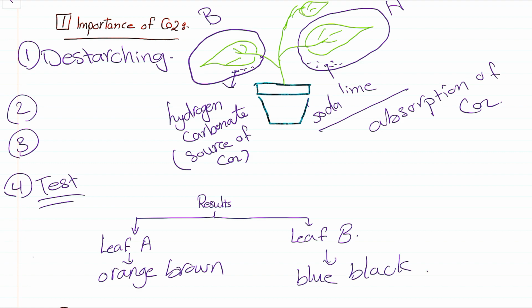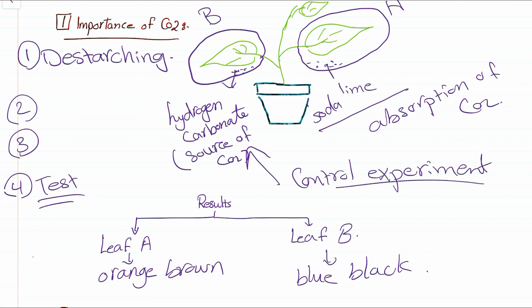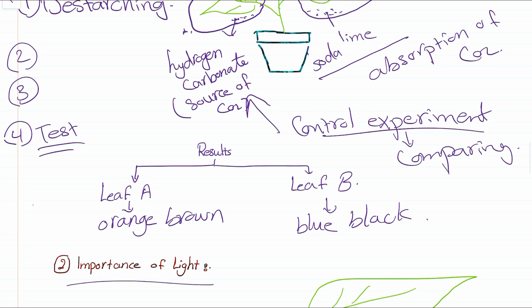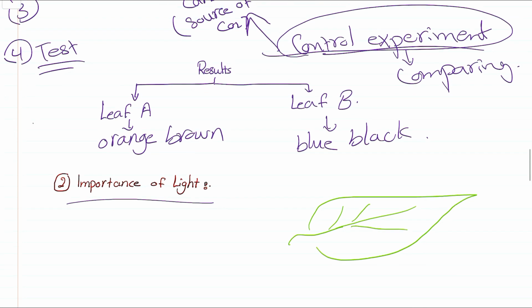What does it mean? It means without carbon dioxide, no photosynthesis, no starch formed, and with carbon dioxide, the starch is formed. By the way, this is called a control experiment, used for comparing. I need to compare between the positive and negative. Here, I'm sure there is starch, so I need to compare between the result if the starch formed or not. Okay, so it's called a control experiment.